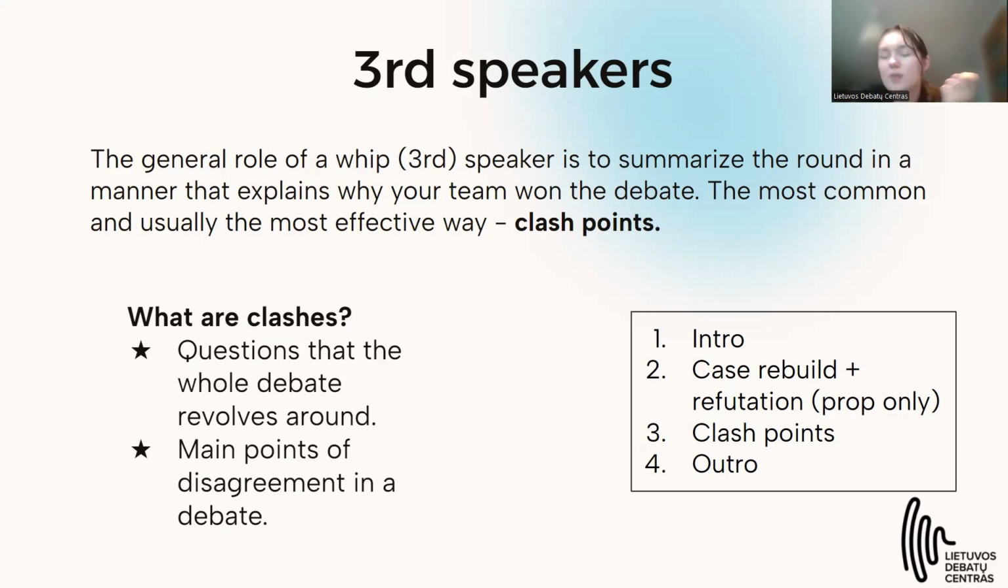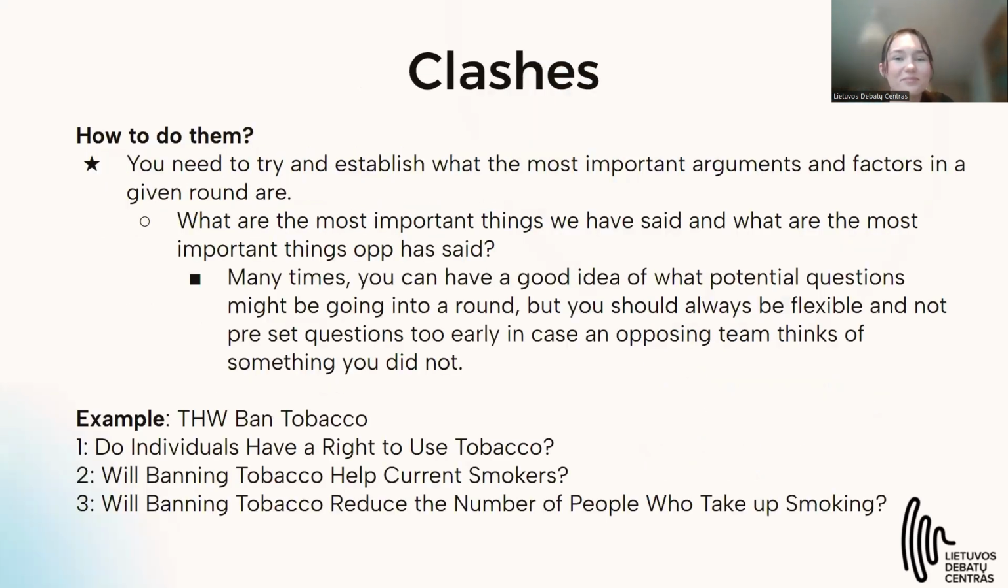So in clash points, what is also really important and happens a lot to debaters is that you're probably not going to have separate points of, oh, this is my case rebuild, this is my refutation, and these are the clash points. There are a lot of times where you can actually integrate the rebuild and the refutation into your clash points and have this big summarization of the debate that makes it really clear for the judge to judge, essentially. And then to dwell a little bit deeper into the clashes themselves and how to effectively do them, right? How to distinguish them. So you need to try and establish what the most important arguments and factors in a given round are, right?